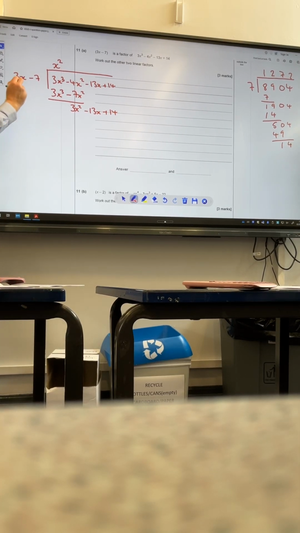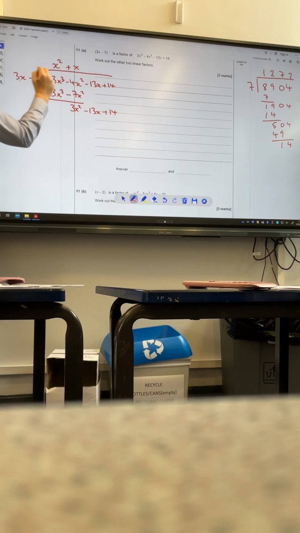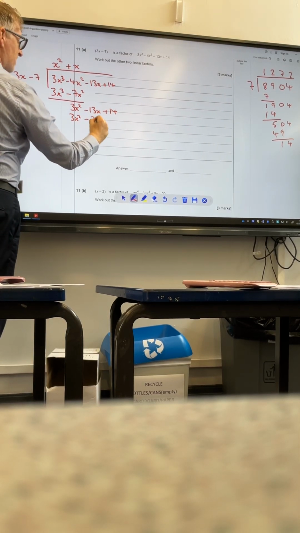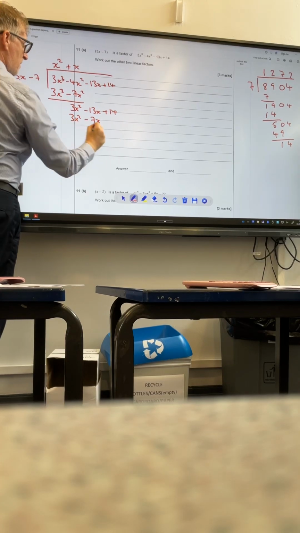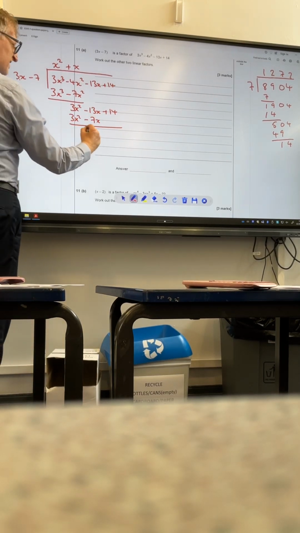So I'm going to do 3x into 3x squared. Doesn't that just go x? And x times 3x minus 7 is 3x squared minus 7x. I'm then going to subtract nothing. Minus 6x?